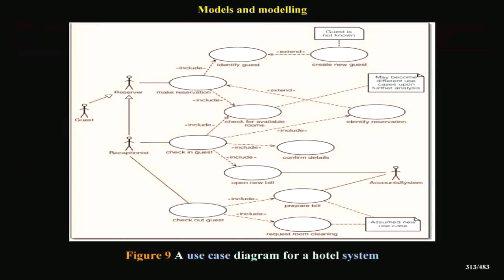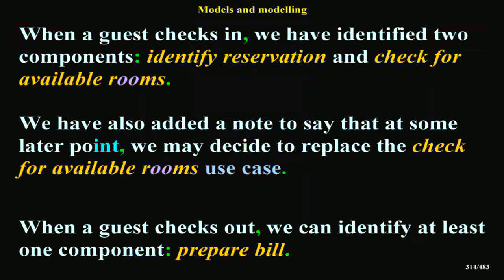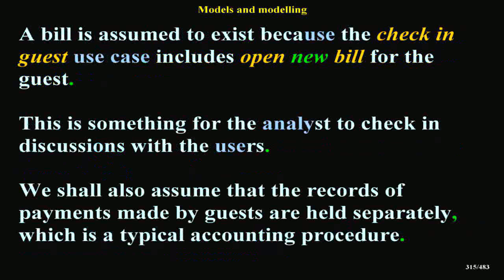Figure 9: a use case diagram for a hotel system. When a guest checks in, we have identified two components: identify reservation and check for available rooms. We have also added a note to say that at some later point, we may decide to replace the check for available rooms use case. When a guest checks out, we can identify at least one component: prepare bill. A bill is assumed to exist because the check-in guest use case includes open new bill for the guest. This is something for the analyst to check in discussions with the users.